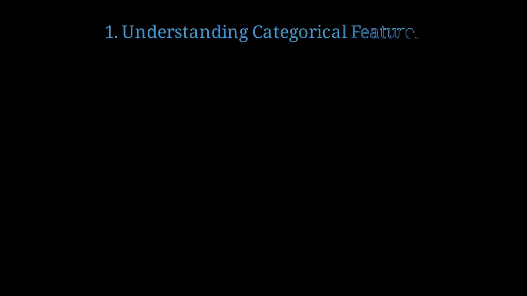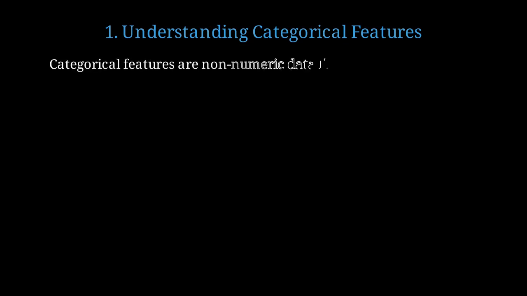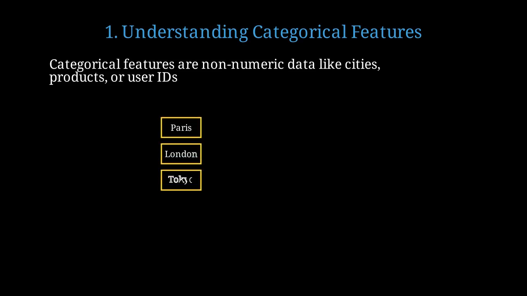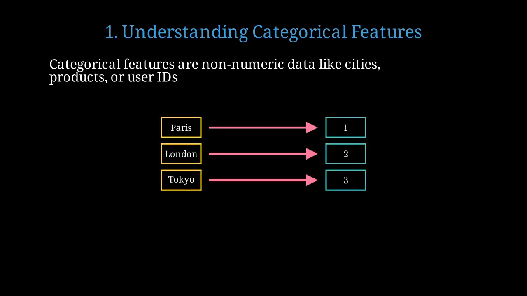First, let's understand what categorical features are and why they cause problems. Categorical features are non-numeric data types like city names, product categories, or user identifiers that need to be converted to numbers for machine learning. Cities like Paris, London, and Tokyo need to be converted to numeric values like 1, 2, and 3 for machine learning models to process them.